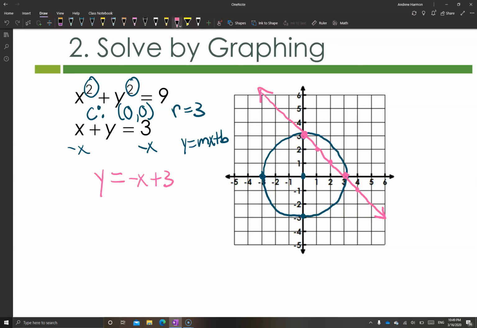Now, if you notice, this line hits the circle in two places, right there and right there. So it has 2 points of intersection. And then we want to identify those 2 points. So the first point would be 0, 3. And the second point is 3, 0. So there we go. 2 points of intersection where the line intersects the circle.